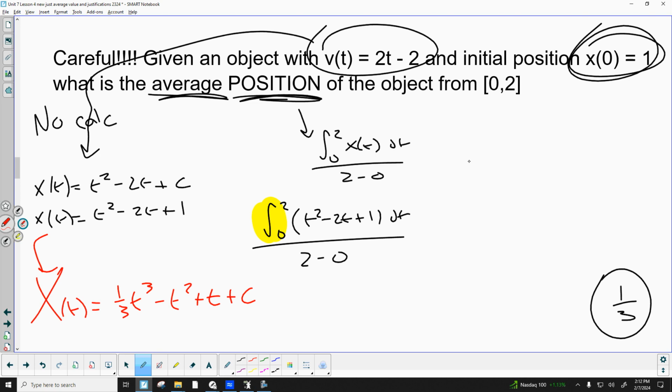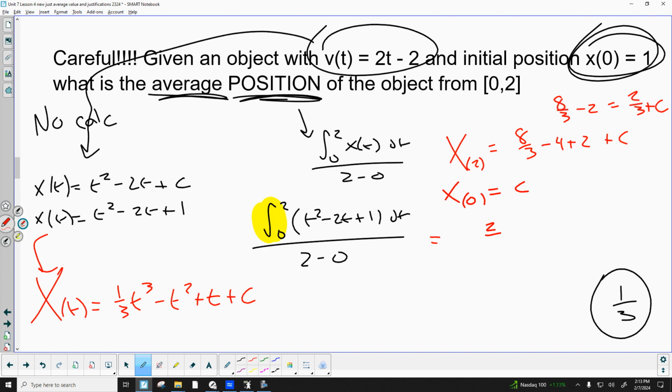Big X of 2 is 8/3 minus 4 plus 2 plus C. That's 8/3 minus 2. That's 8/3 minus 6/3, which is 2/3 plus C. Big X of 0 is just C. I have 2/3 plus C minus C. When I subtract the C and divide that by 2, you get 1/3. Cool?